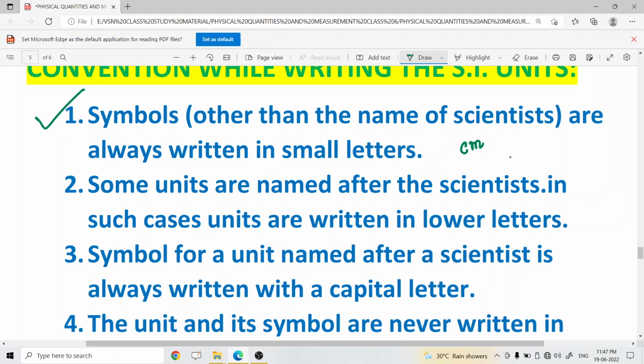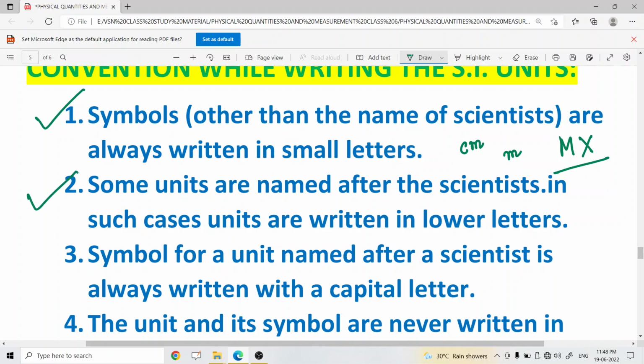Okay, if we use the SI unit of length, that is meter, just use small m, not capital. Capital is wrong. So here you can see we always have to use small letters when we use symbols of any unit, other than units named after a scientist.